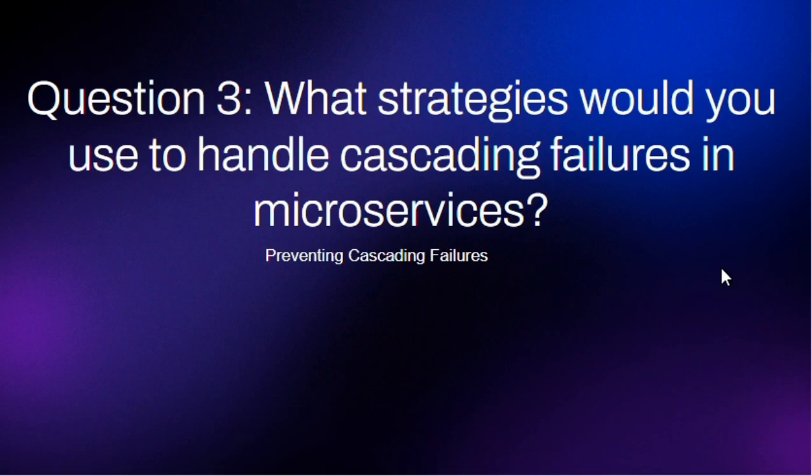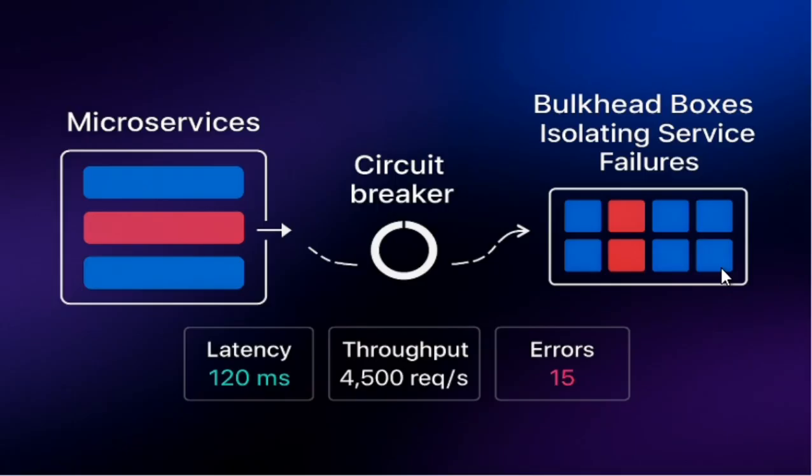Question 3. What strategies would you use to handle cascading failures in microservices? Cascading failure occurs when one failing service causes others to fail, which can bring down an entire system. To prevent this, implement circuit breakers to stop requests to failing services and allow them to recover.